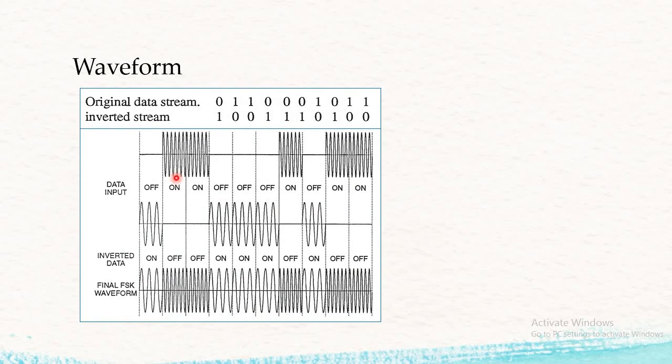Now the waveform. So this is a waveform. Here we have the original data, which is 0, double 1, triple 0, 1, 0, 1, 1. That is the input which we are going to apply to the first modulator, and for the second modulator the data gets inverted. So what is the inverse of 0? It is 1. Inversion of 1 is 0. Likewise we have inverted the data. So these two are the modulating signals applied to the modulators.